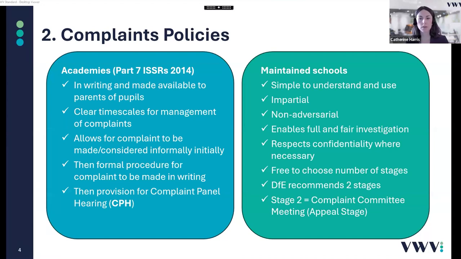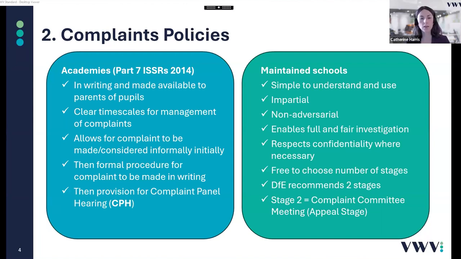And the complaint panel must be made up of at least 3 members who have no prior connection with the complaint. And one of those members must be independent from the management and running of the school. So for an academy, as I said, you must have at least 3 stages. You can have more stages, and we have seen instances where academies have 4 stages. So for example, they might have a review stage after the formal stage, but before a complaint panel hearing, by someone like an executive head teacher. But you might find that it's just more onerous for the school to have more than 3 stages, and our own template complaints policy just has the 3 stages.